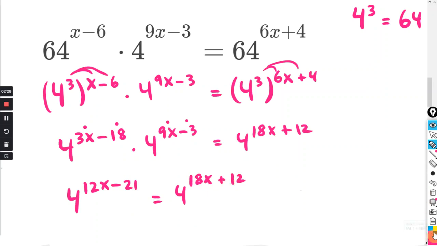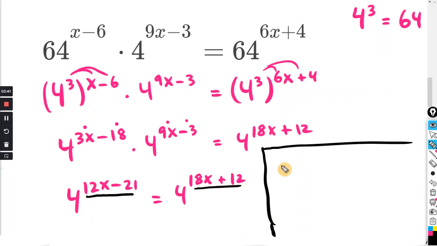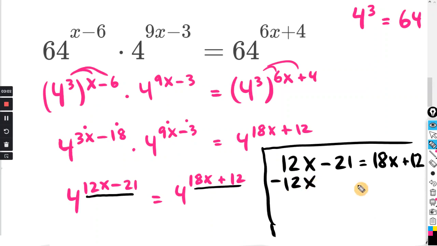All right, and now we're in business. We have 4s on both of these. On both sides of the equal sign, we have a 4. So we simply equate the exponents. So 12x minus 21 equals 18x plus 12. All right. And I want the variables on one side, so I'm going to get rid of the negative 12x. I usually get rid of the smaller x. This way I can keep x positive, but it doesn't matter.